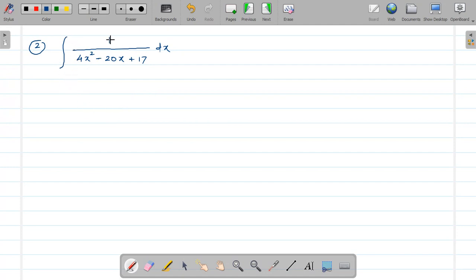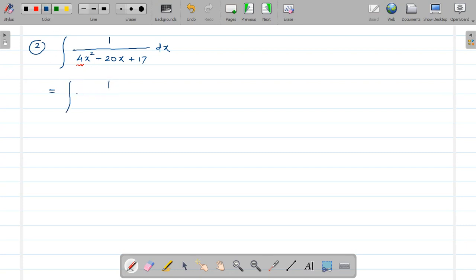Evaluate the integration 1 upon 4x square minus 20x plus 70. Okay, now to evaluate this integration, first of all see the coefficient of x square is 4 here. So to add the third term here, we have to make the coefficient of x square as 1. So that's why I will adjust the term like this.